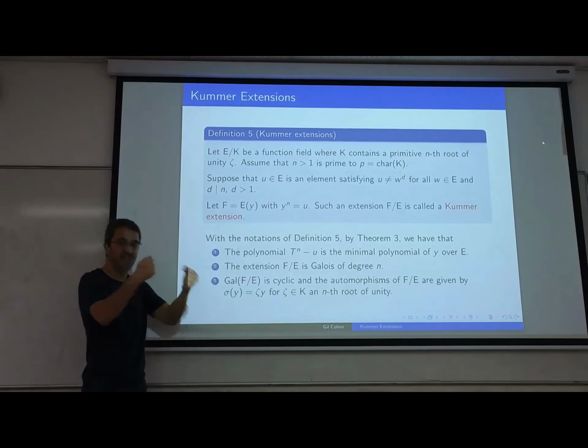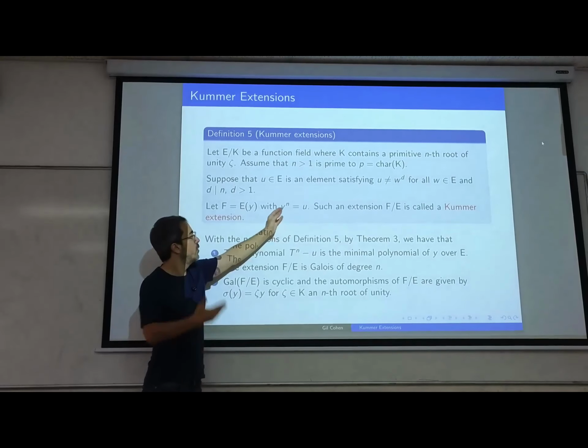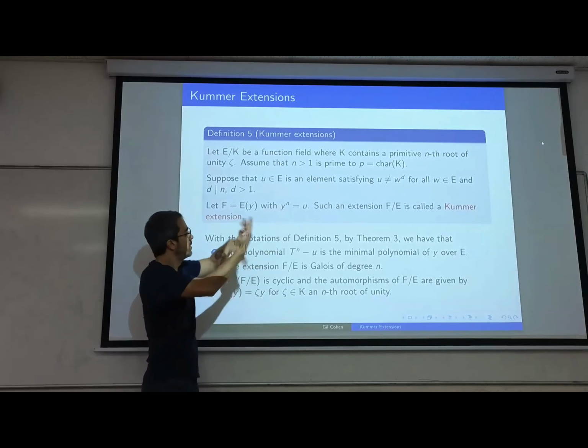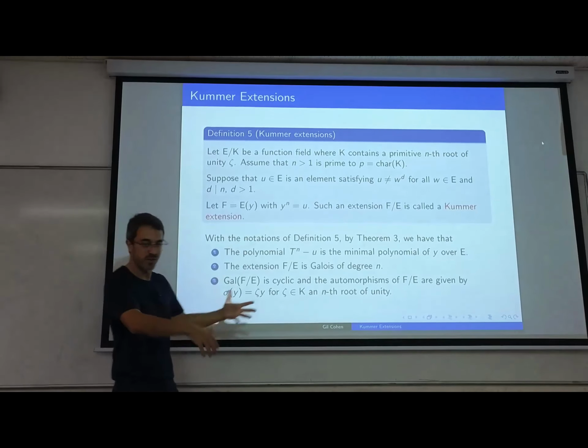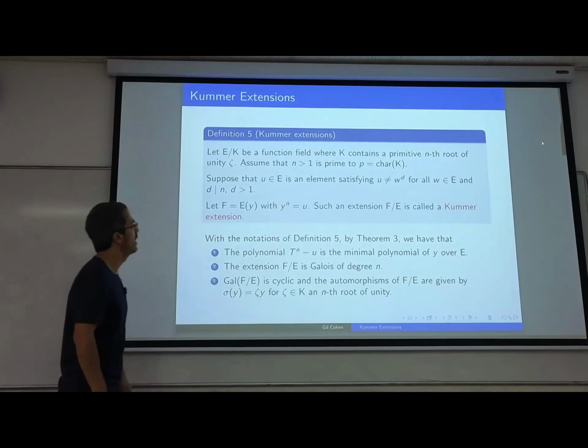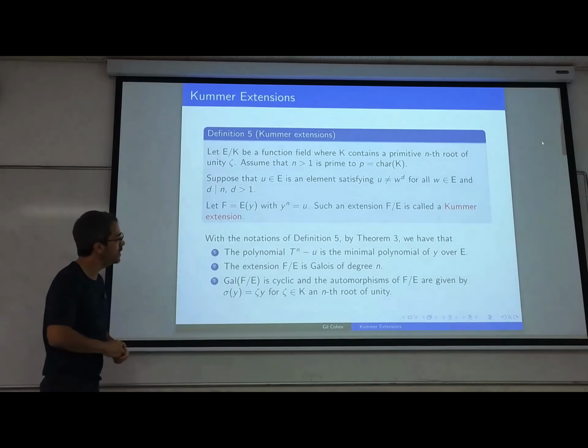So that's just the name. That's called a Kummer extension. Whenever the extension is quite simple, like only y to the n equals u, not a mix of y's and u's and whatever, then I call it a Kummer extension.